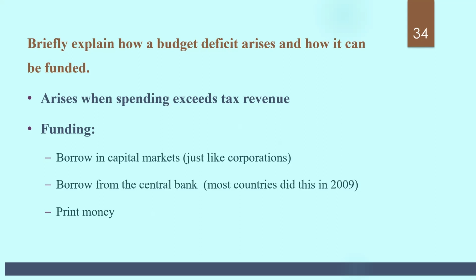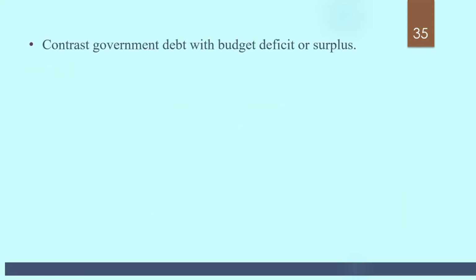So borrowing from capital markets, just like corporations, borrow from the central bank. Most countries did this in 2009, print money. So those are the things that you can do. Same result: government borrows for free and money supply increases.